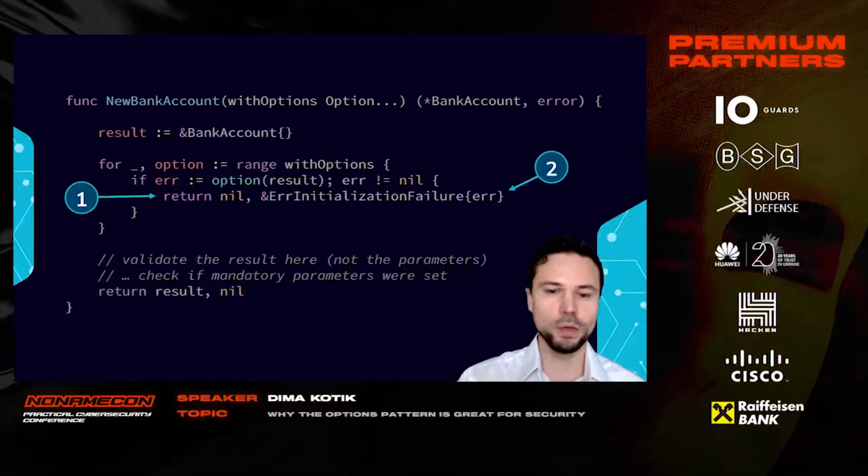Later on in the constructor, we will check if mandatory parameters were set, but we will not validate our object in the constructor. All the validation code should be moved inside the option.